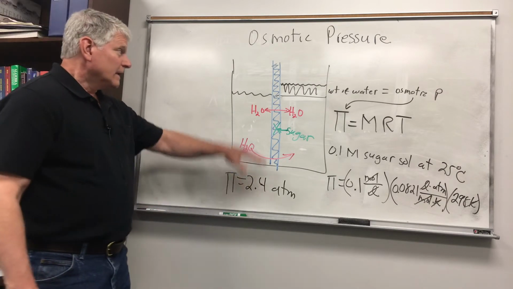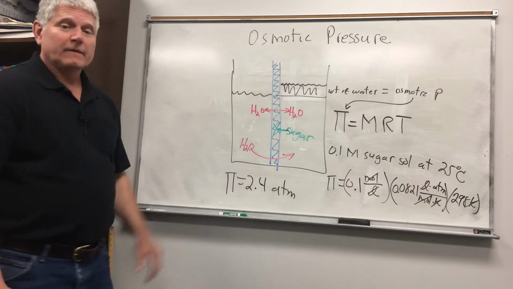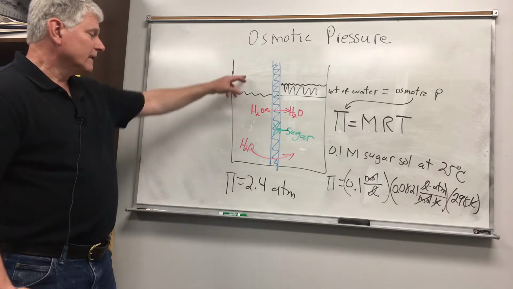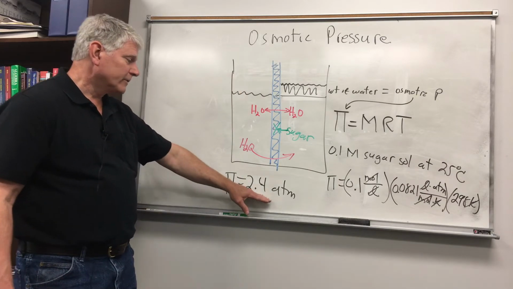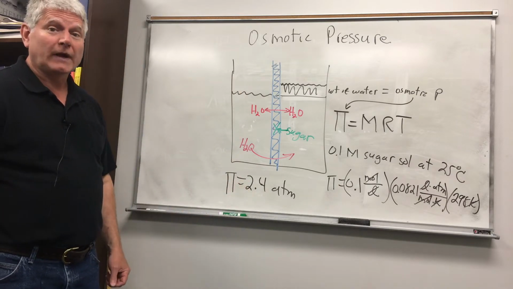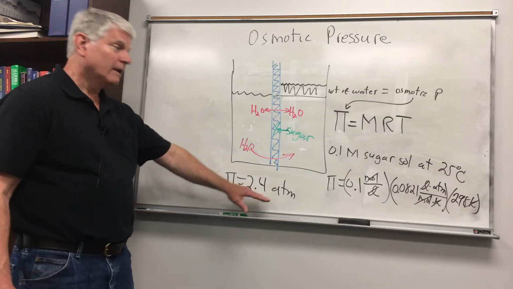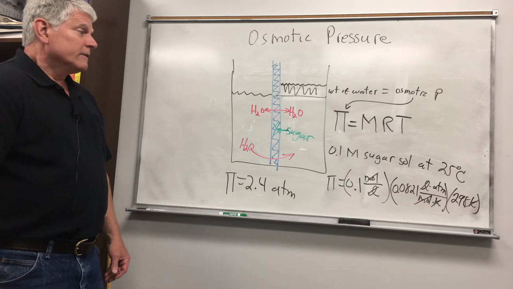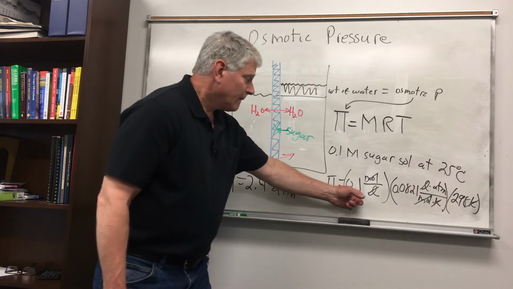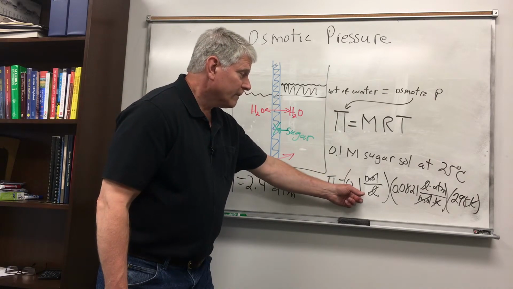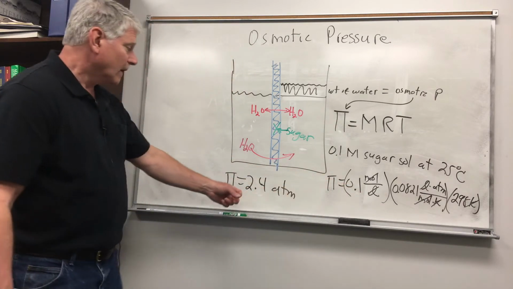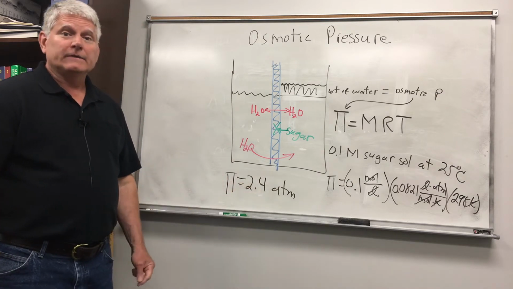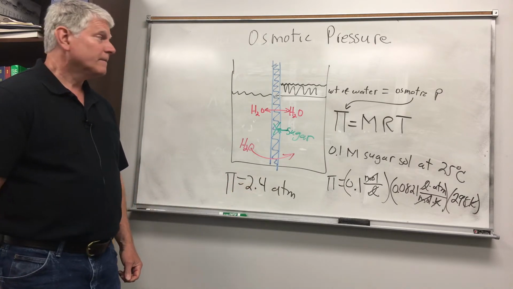So if we had 1 atmosphere of air pressure sitting on top of this liquid, the osmotic pressure would be raised to 2.4 atmospheres. That's over doubling the pressure. So you can see how for a solution that's not very concentrated, the osmotic pressure has a large response.